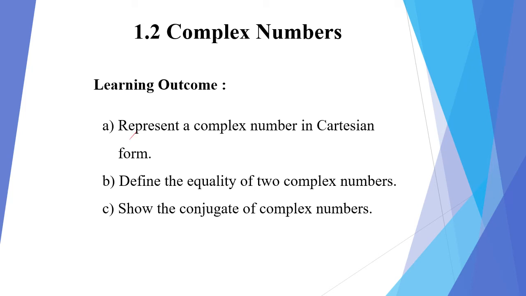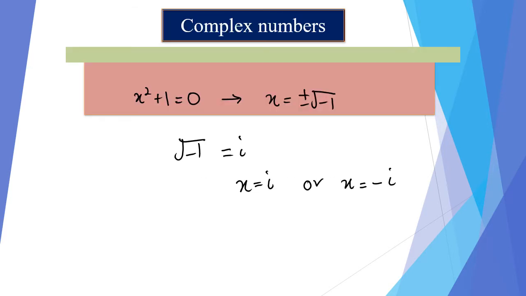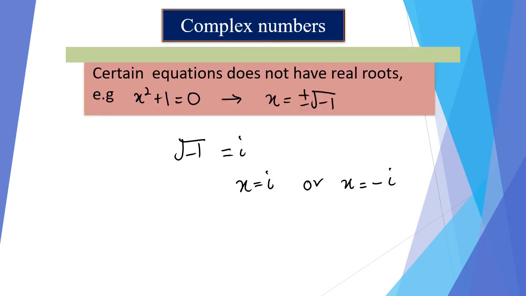Okay, so the next part of this lecture is complex numbers 1.2. There are three learning outcomes. We want to represent a complex number in Cartesian form, define the equality of two complex numbers, and show the conjugate of a complex number.